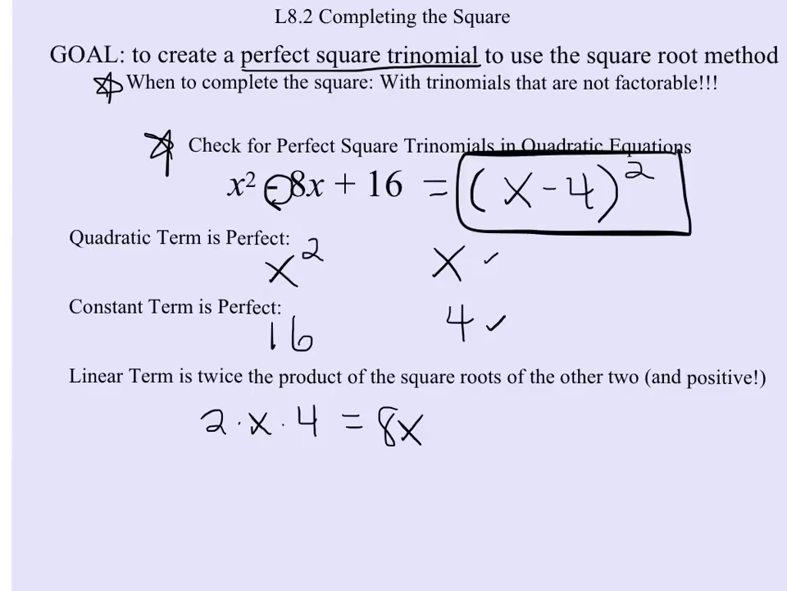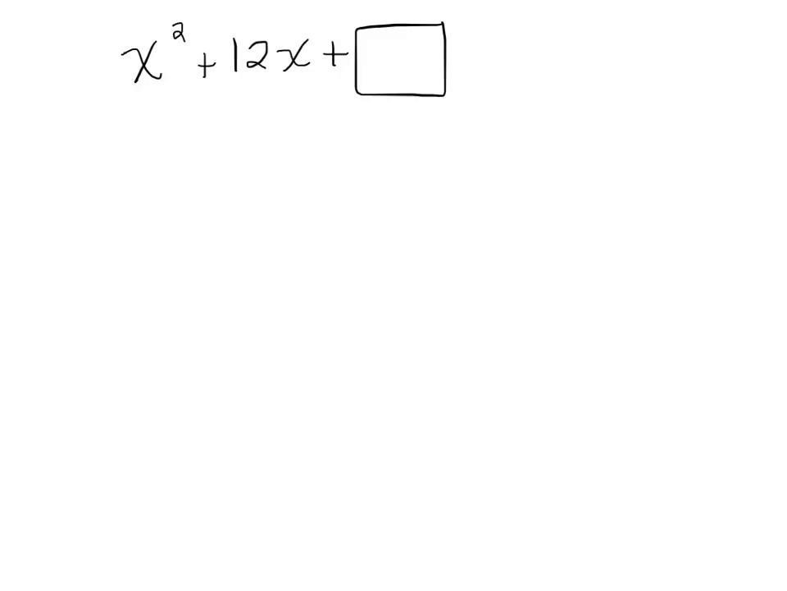So what do we do when we need to create a perfect square trinomial? If we don't have a perfect square trinomial, what we're going to do is create it so that we can use the square root method. But how do you do that? Well, we're going to use the quadratic and linear terms, and then we're going to create a new constant term that will give us our perfect square trinomial.